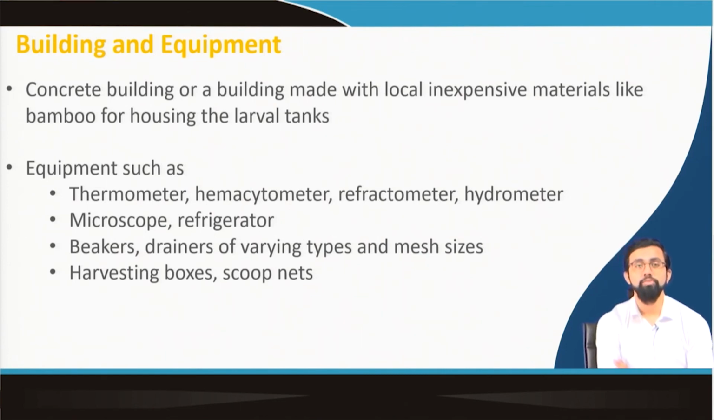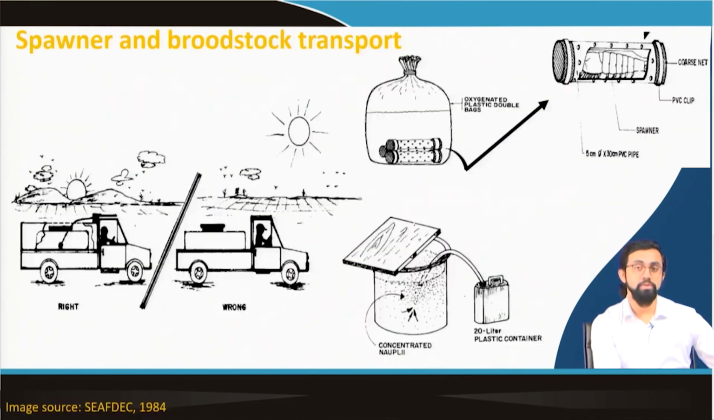Equipment like thermometer, hydrometer, hemocytometer, refractometer has to be there. Microscope and refrigerator has to be there. Beakers, drainers of varying types, mesh sizes, harvesting box, coop nets. These are the equipment that we need to have in our hatcheries, and all this equipment you will procure based on the type of environment and the type of use, right? So it depends. These are the things that we normally follow, and after designing, we normally put them in our system.